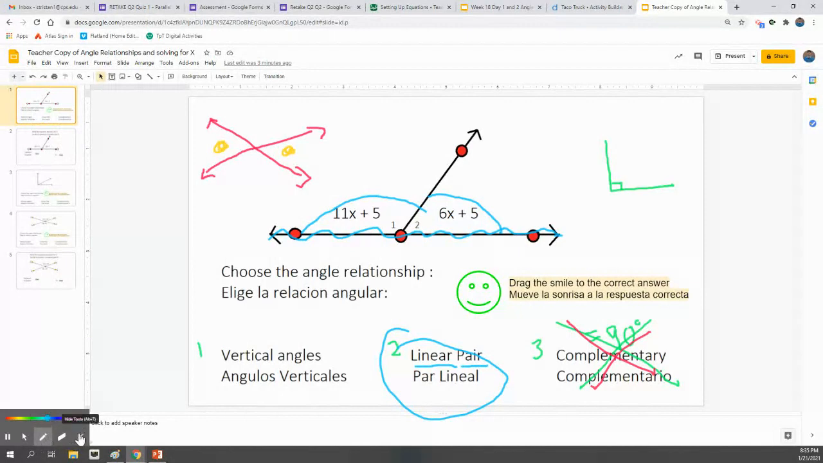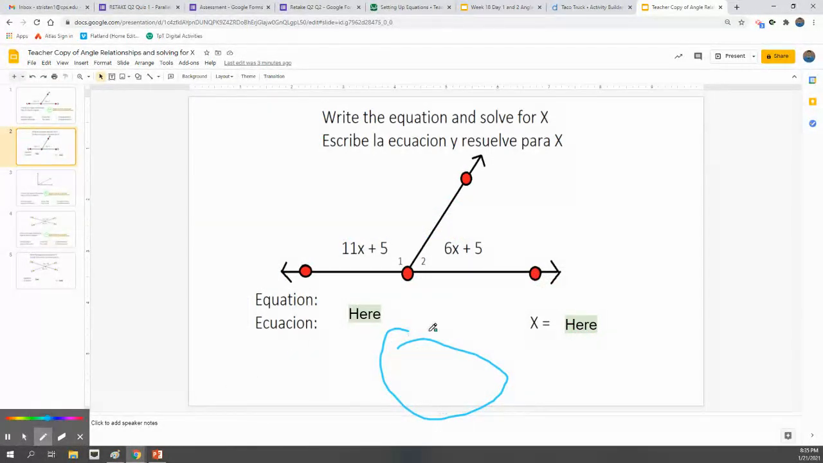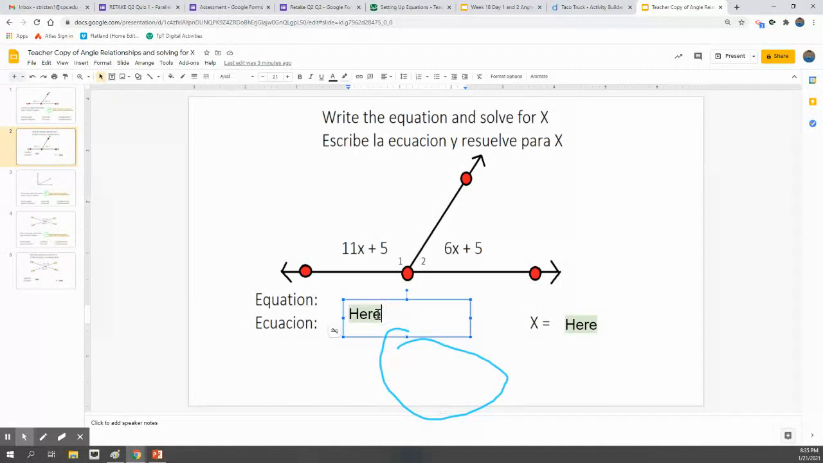Now let's go to the second one. Now we have to figure out how to write the equation for this. Linear pairs are always supplementary. Supplementary means that they will add up to 180 degrees. As we can see here, the whole thing, what I just drew in pink, is 180 degrees. We don't know what this angle is, and we don't know what this angle is. We have no idea.